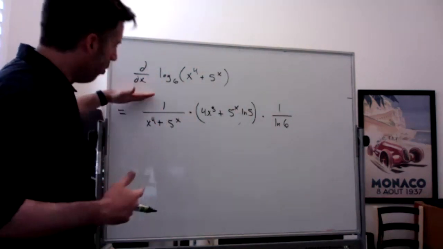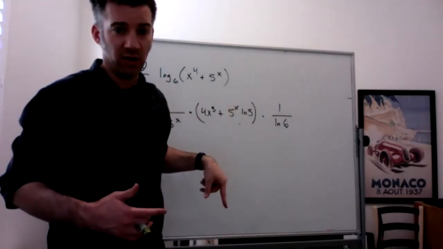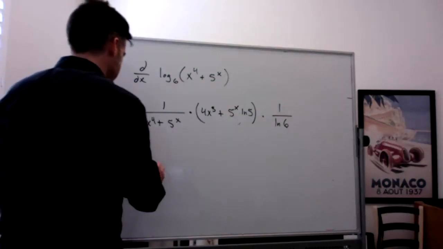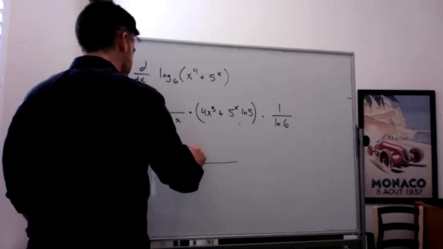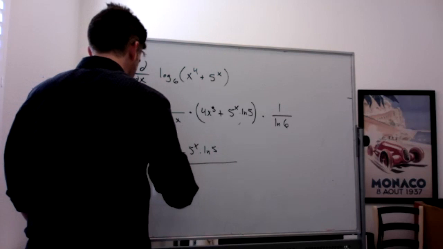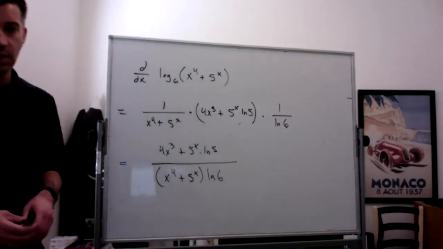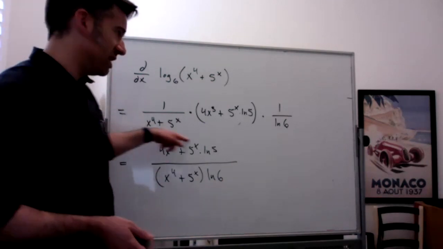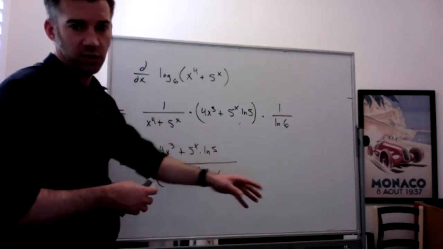I'm always doing 1 over the stuff, derivative of the stuff, and then divide by the natural log of the base. But if you prefer, you could definitely compactify this as 4x cubed plus 5 to the x times the natural log of 5 over x to the 4th plus 5 to the x times natural log of 6. But I really personally encourage you to think of it this way first before trying to compress it down into a smaller expression.